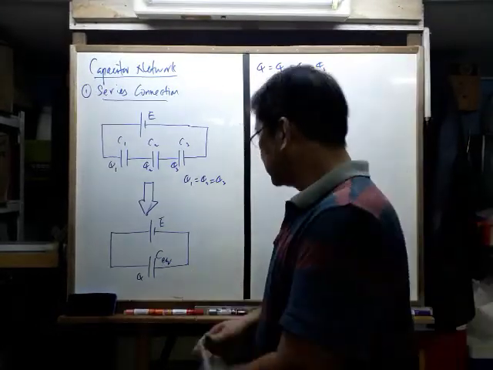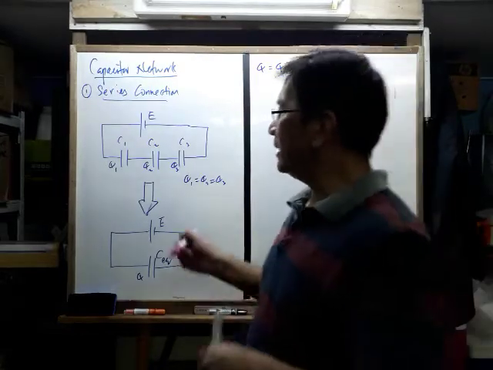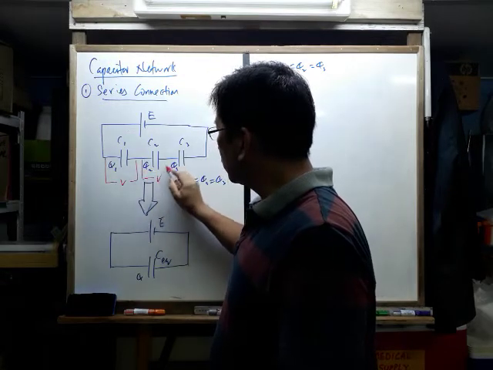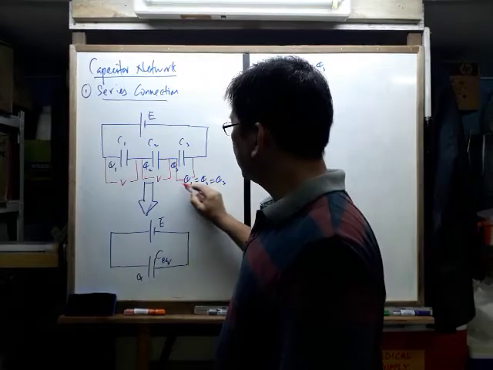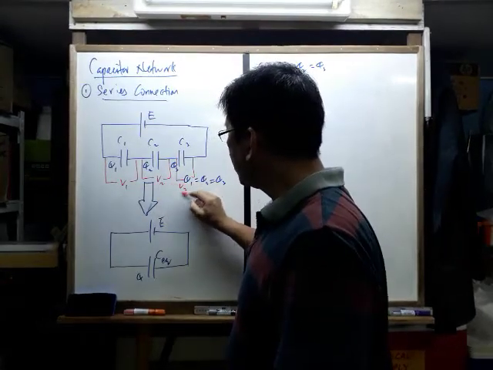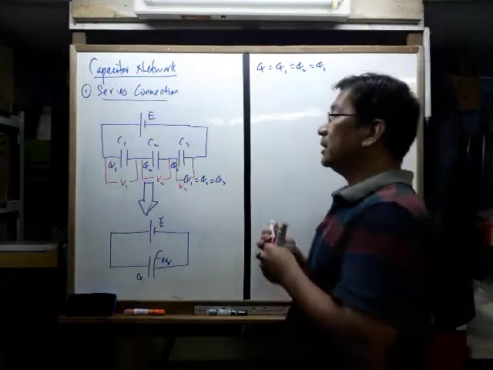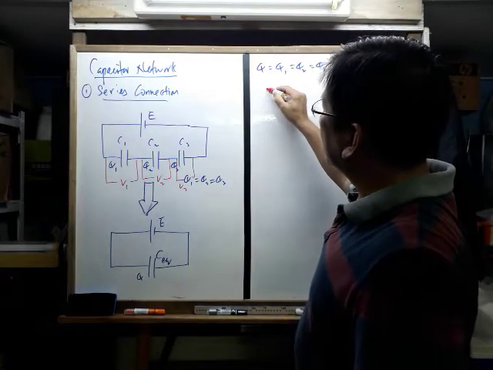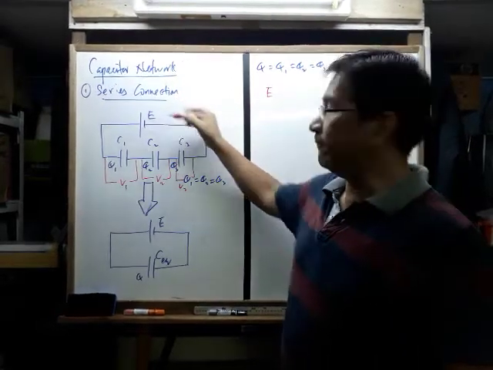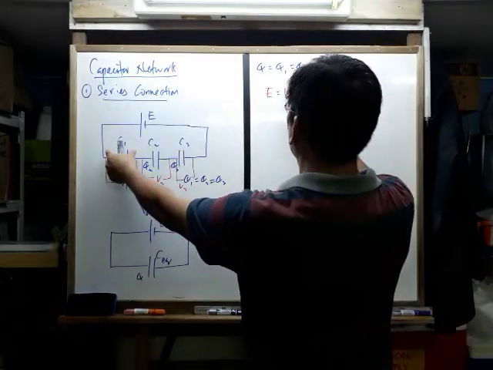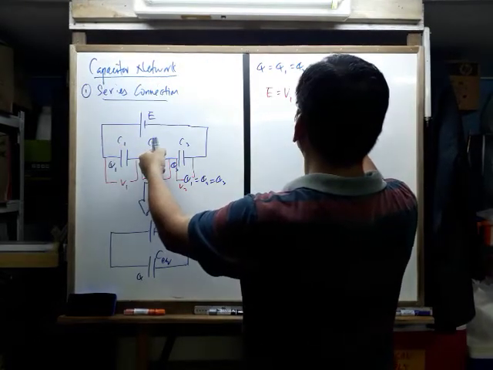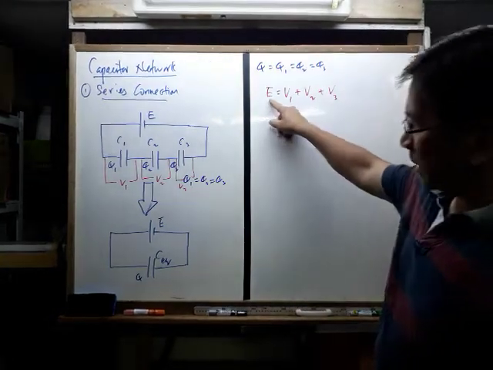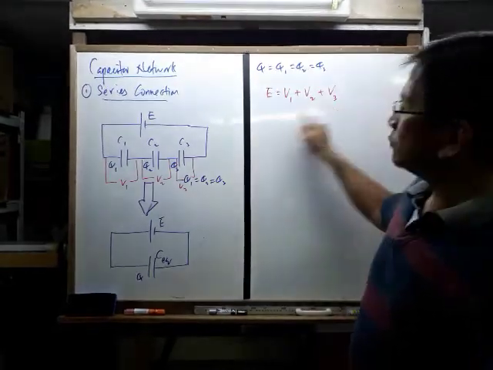But if you look at the original circuit, there is something that in theory we know: if you measure the voltage across all the capacitors, you're going to have V1, V2, and V3. And if our battery does not have internal resistance, the battery EMF must equal the voltage across the first plus the second plus the third, V1 plus V2 plus V3. From here we refer this one to the second diagram, and this one to the first diagram.